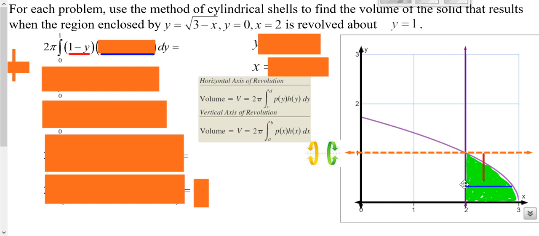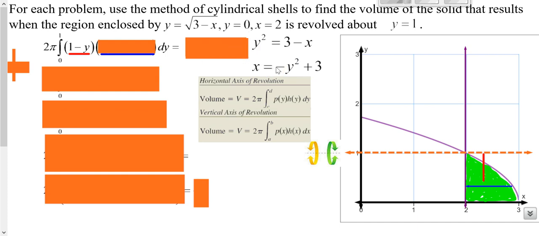Now, we need to go ahead and figure out the height of the shell, which is perpendicular to your radius. But we're dealing with y, so we need to get x by itself. Well, I could go ahead and square both sides on this. And I get this here, get x by itself, and I get a negative y squared plus 3. So for my height, it's what's on the right, my parabola, minus what's on the left, which is 2. So it's my parabola, the negative y squared plus 3, minus what's on the left, which is my 2. Notice we can simplify what's in here.